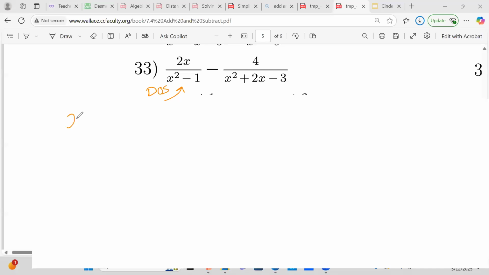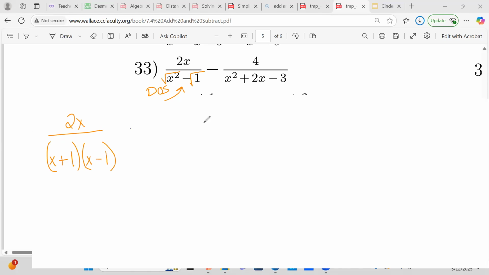So this is just going to be 2x over, and then make two parentheses. Take the first one, take the square root. So x for me, x for you. Take the square root. 1 for me, 1 for you. And then the rule with difference of squares is one gets a plus, one gets a minus.